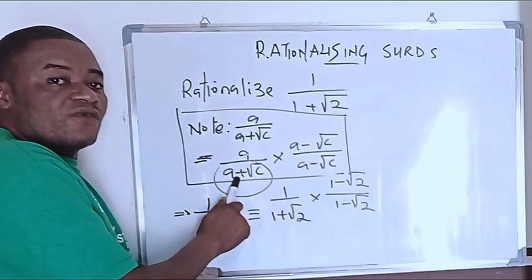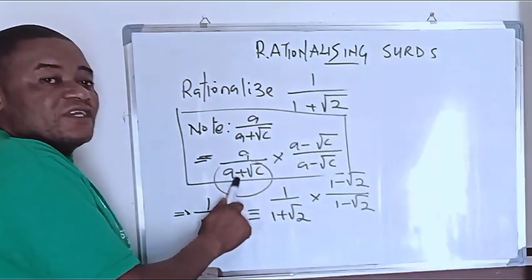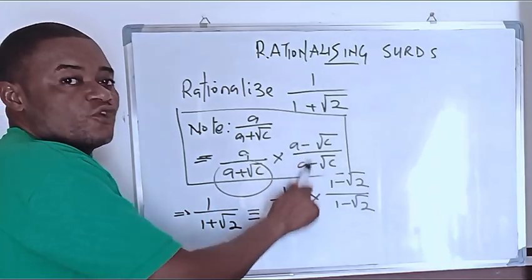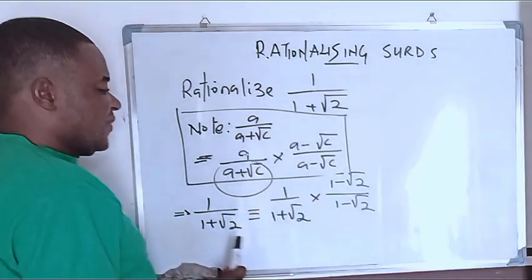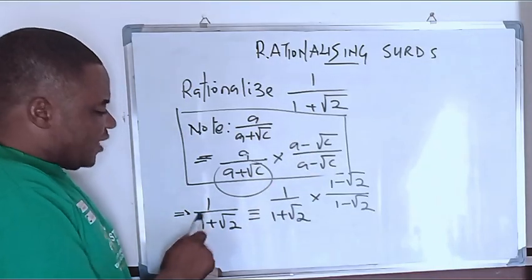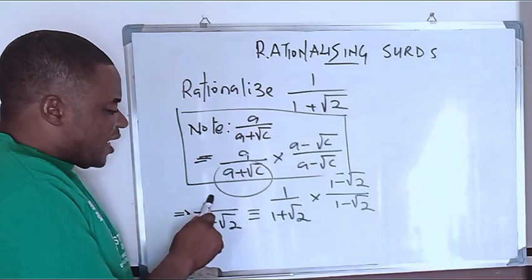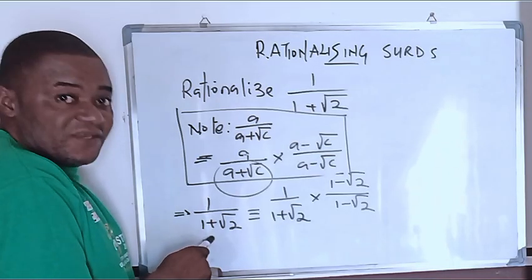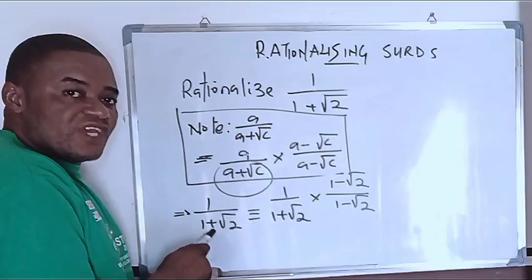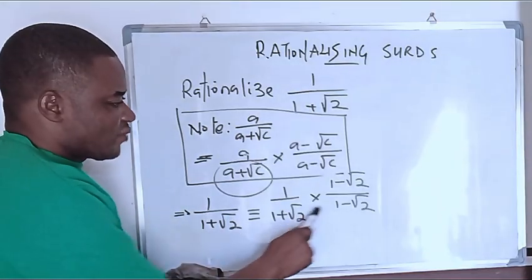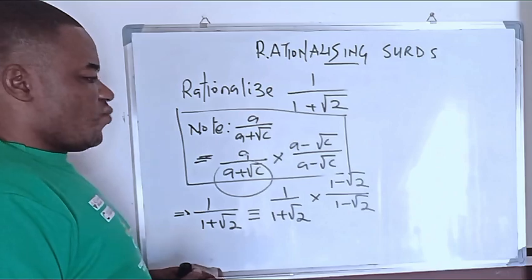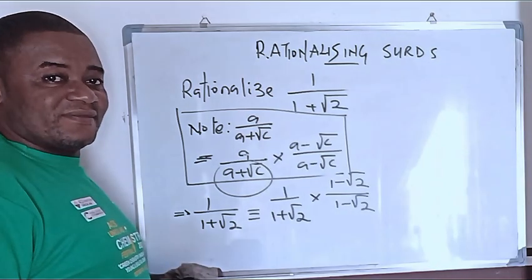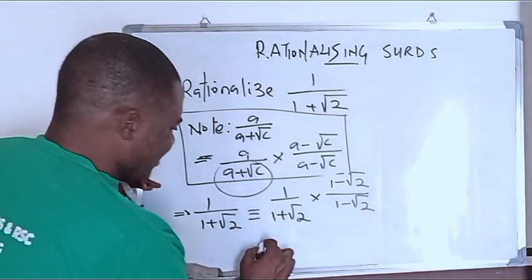So if the denominator of the given surd is positive, it becomes negative in its inverse form. If it is negative, it becomes positive. Now, from this question, if we are using the denominator to multiply the numerator and the denominator in its inverse form, this plus will change to minus. And that is why we have this. Now, with this, we can rewrite this equation.